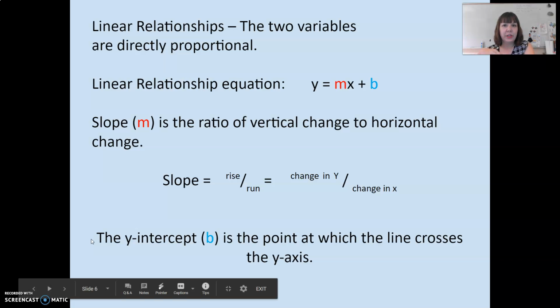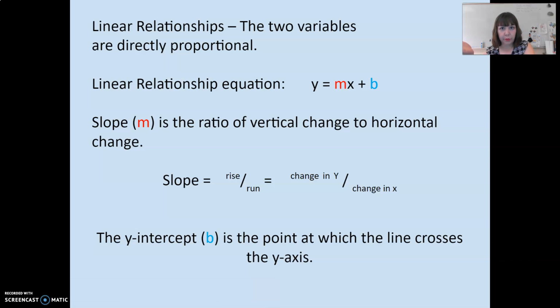When we look at the relationship between our two variables, sometimes we get linear relationships and sometimes we don't. Now, linear relationship means that there's a straight line. There's a direct proportion between the two. And you've worked with these before.